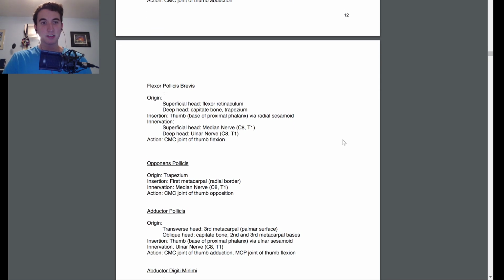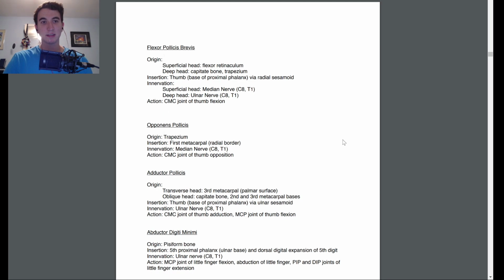Next is the flexor pollicis brevis, which originates at the superficial head. The superficial head comes from the flexor retinaculum, and the deep head comes from the capitate bone and the trapezium. It inserts at the thumb, the base of the proximal phalanx, via the radial sesamoid again. The innervation is two things. The superficial head is the median nerve from C8 and T1, and the deep head is the ulnar nerve from C8 and T1. The action is CMC joint of the thumb flexion.